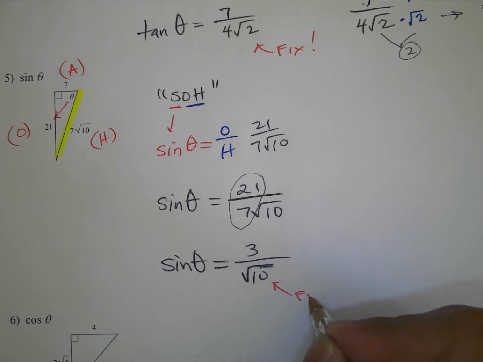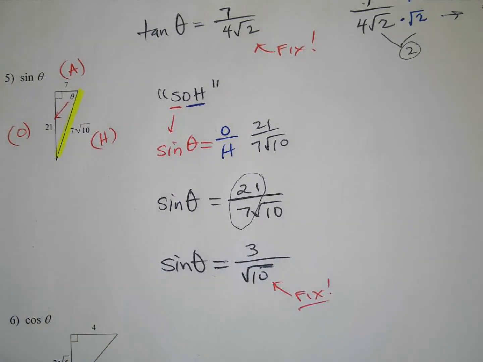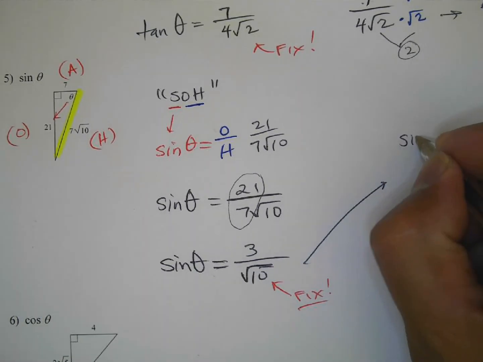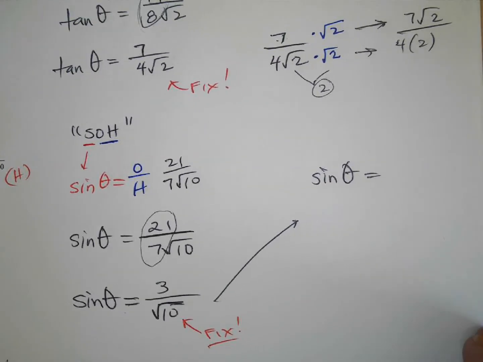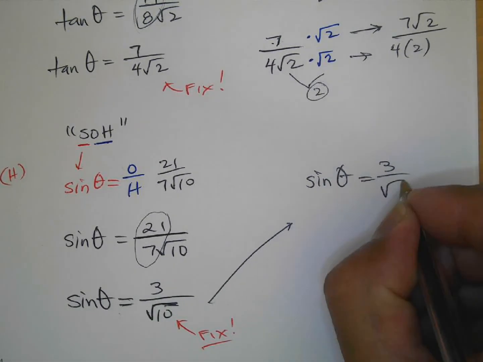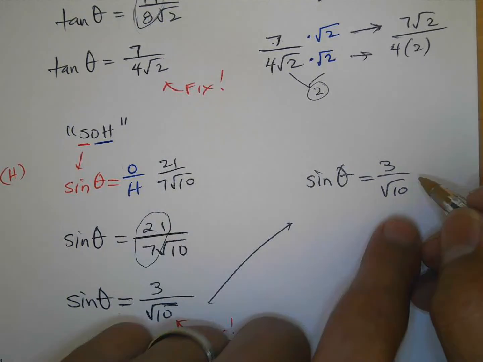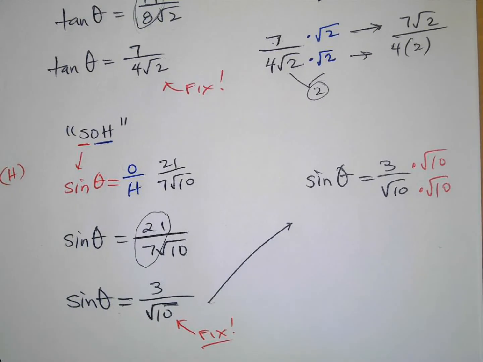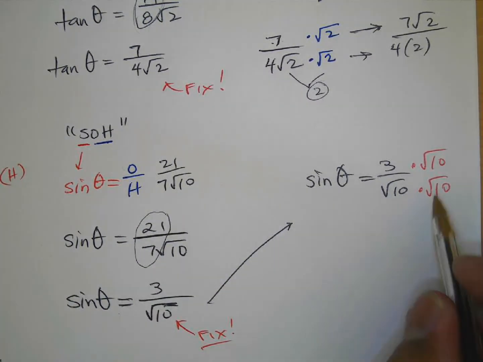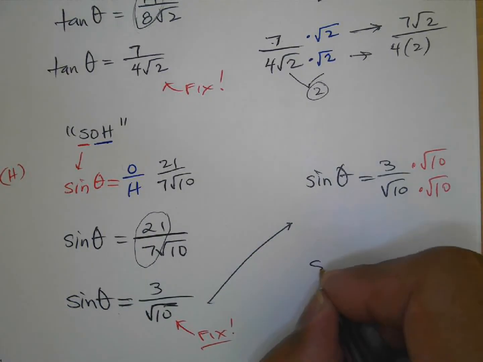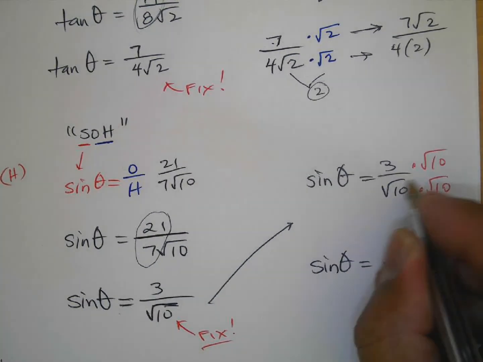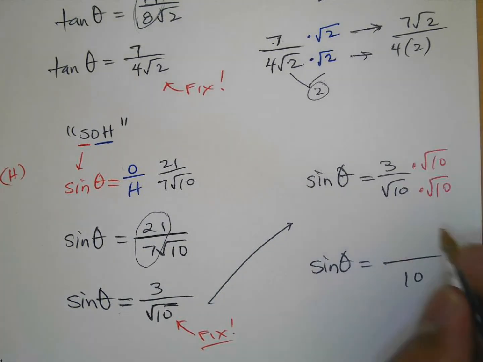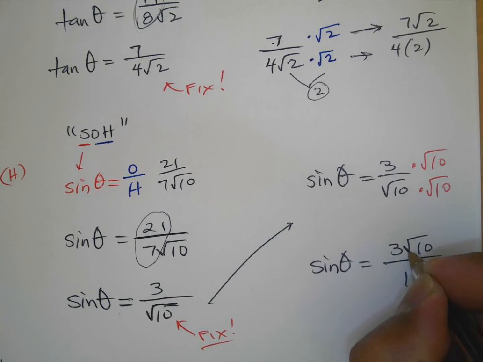Now I got to fix this because you can't have a radical in the denominator. So how did we learn to fix this? We multiply by exactly what this is. So exactly by root 10, exactly by root 10, right? Why? Because the square root of 10 times the square root of 10 gives you the whole number. So your final answer is the square root of 10 times the square root of 10 is just 10. So that 10 gets in the bottom. And the top is just 3 root 10.